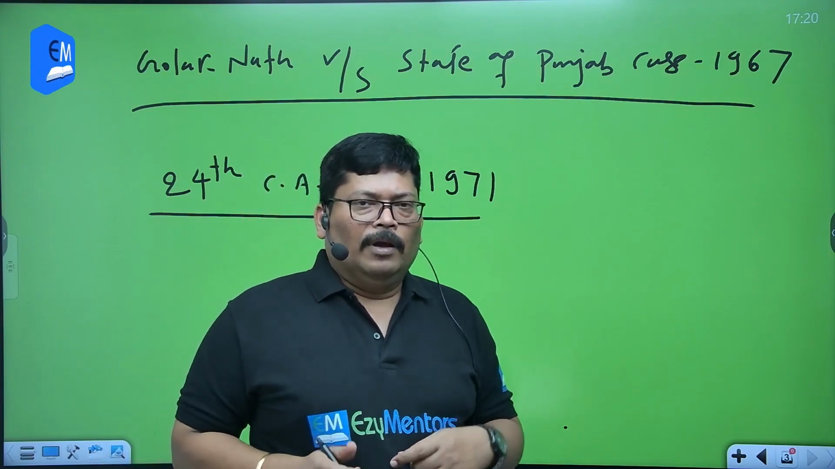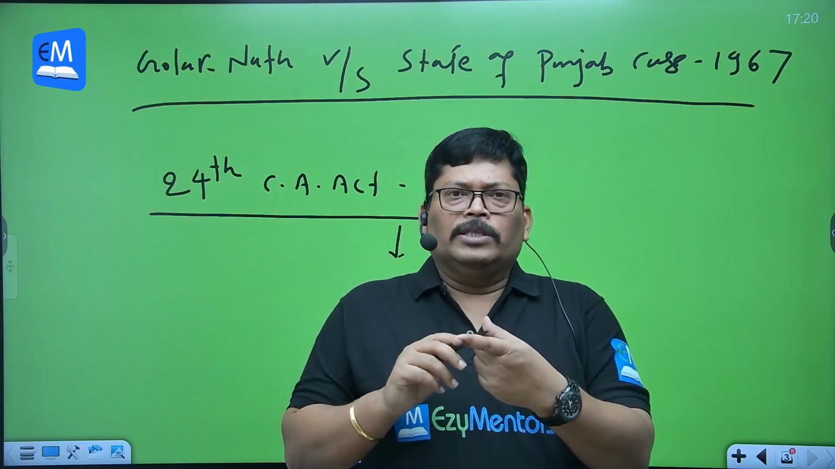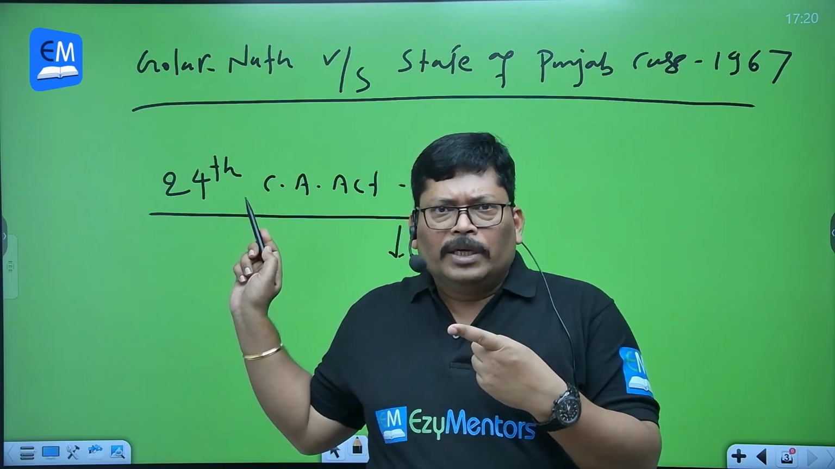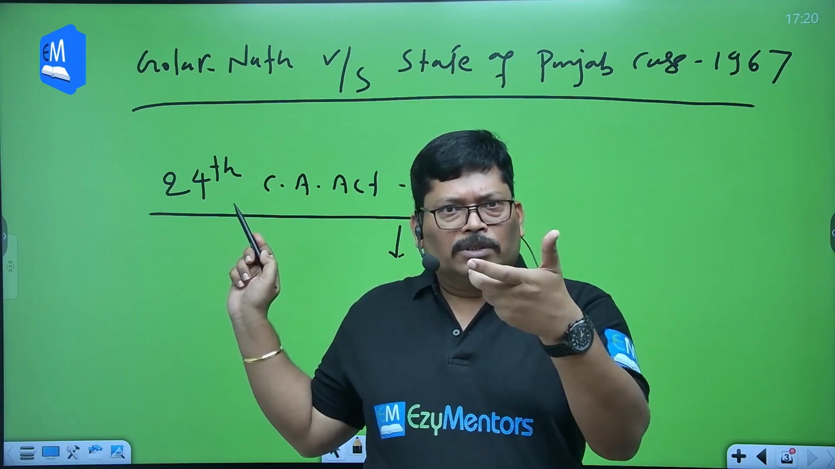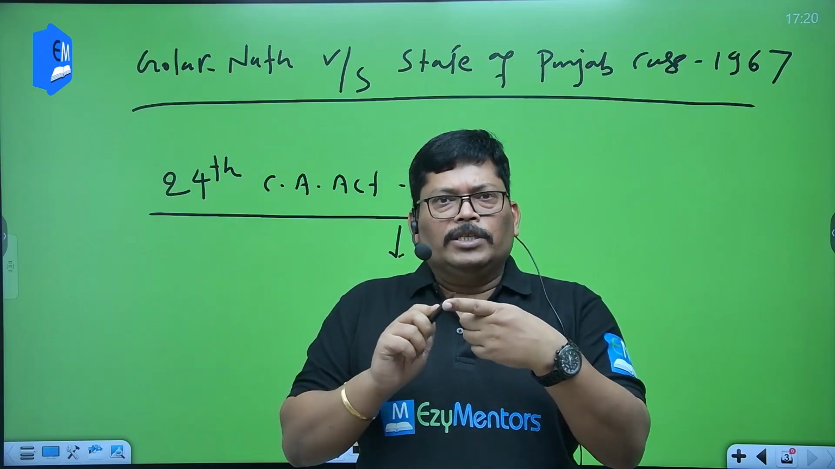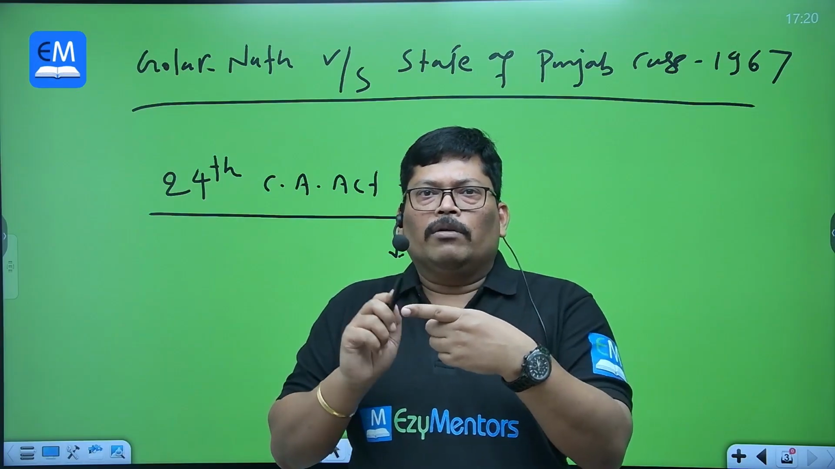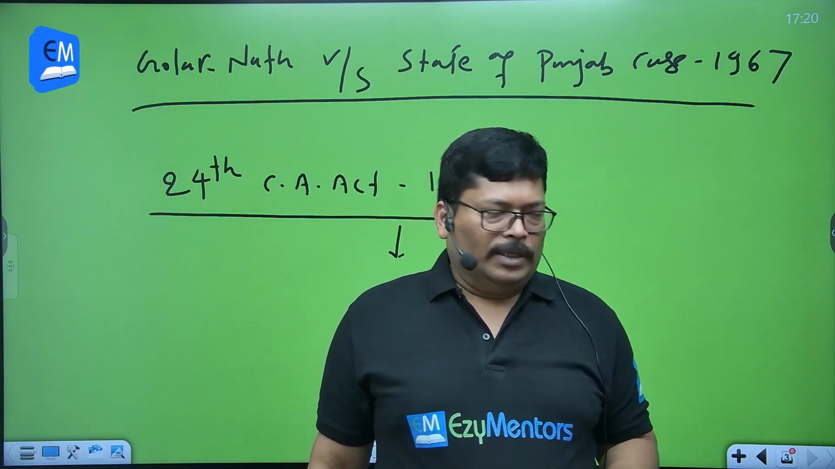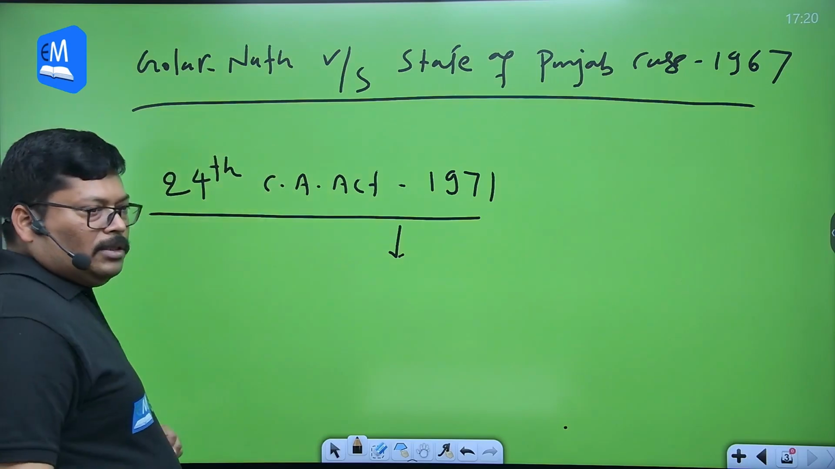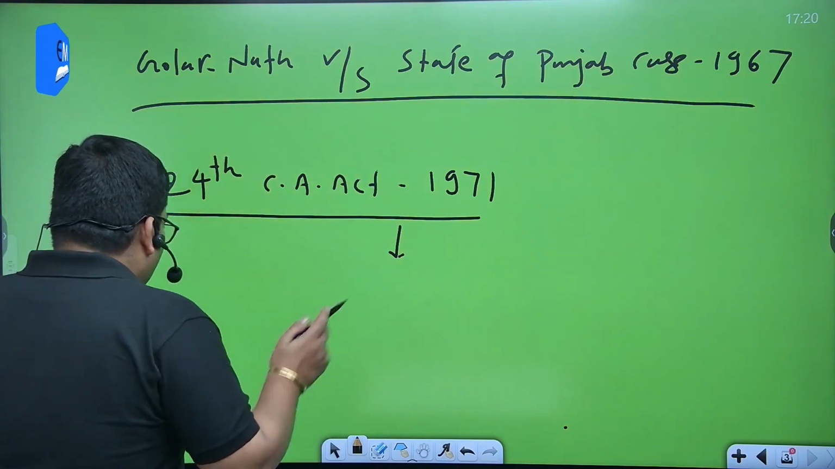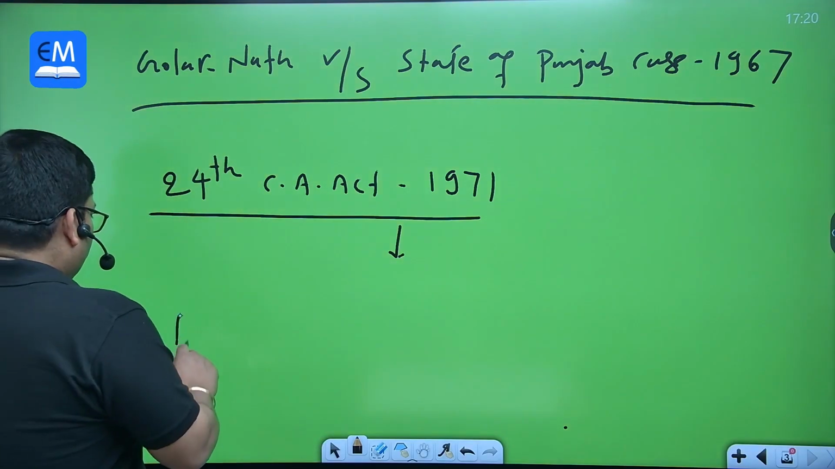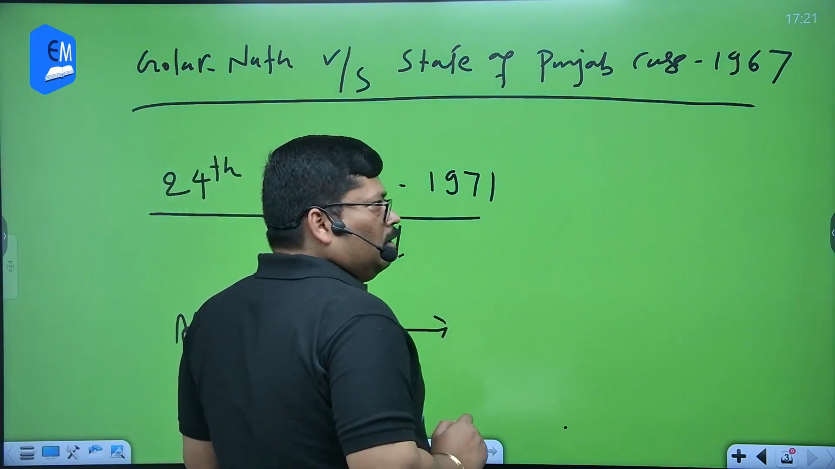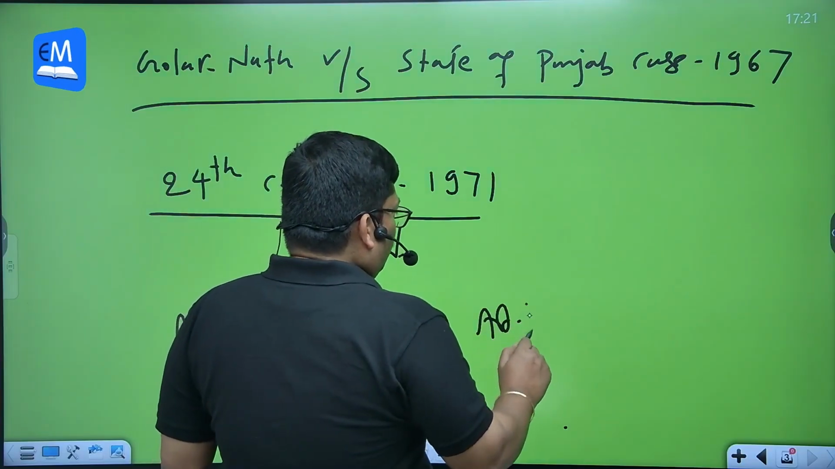Listen to me again. Earlier, the title of Article 368 was the procedure to amend the Constitution. But after the 24th Constitutional Amendment Act, the title was changed into the power of the Parliament to amend the Constitution and the procedure therefore. Apart from this, one more development was carried out, and that was across Article 13. In Article 13, a separate clause got inserted: Article 13 clause 4.